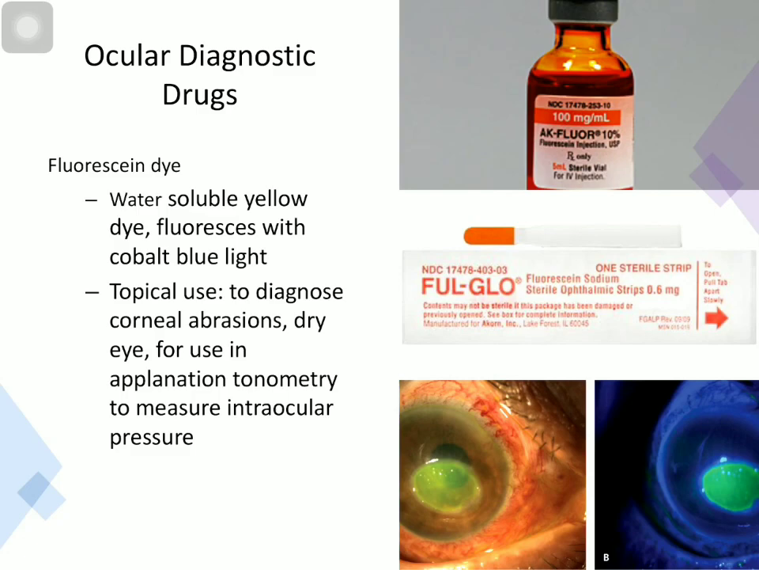Let's first discuss the ocular diagnostic drugs. First of which is your fluorescein dye. This is a very useful diagnostic tool because we use this to diagnose corneal abrasions and dry eye. So you can bring this to the community so that you can be more definite about your diagnosis. It is a water-soluble yellow dye, and the dye usually sticks to abraded areas of the cornea. The blue light of the ophthalmoscope better shows the fluorescence of the dye.